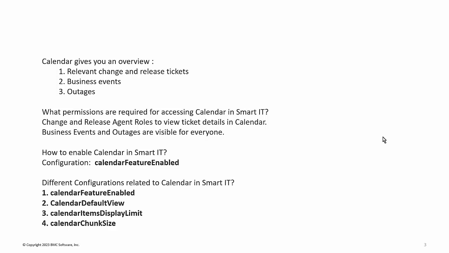Calendar is similar to the calendar option that is available in Outlook. It is used to display the day-in day-out activities or the scheduled activities in Helix ITSM.